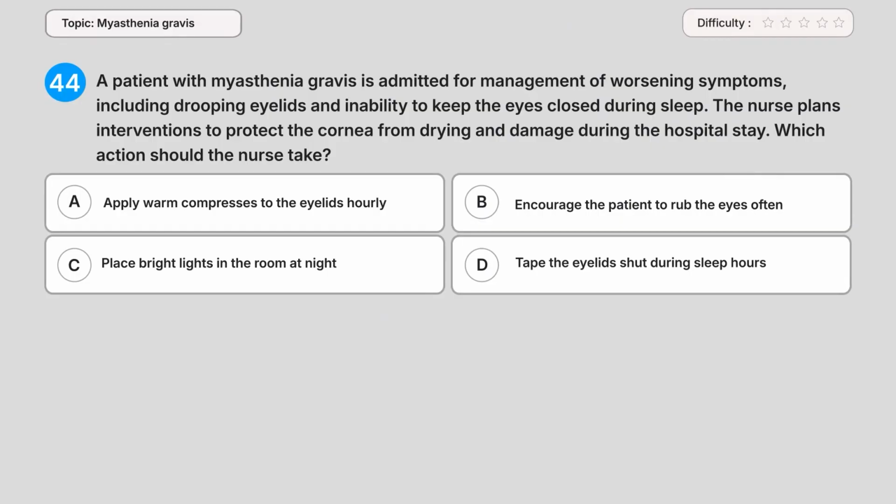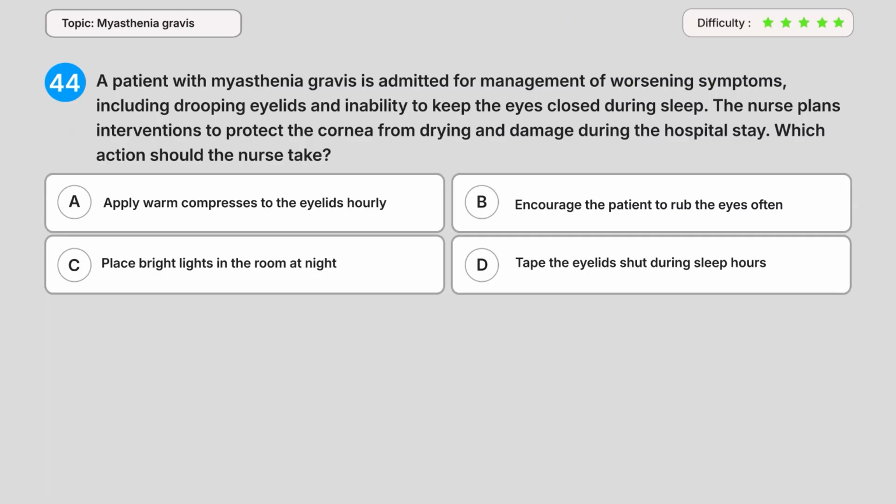Question 44. A patient with myasthenia gravis is admitted for management of worsening symptoms, including drooping eyelids and inability to keep the eyes closed during sleep. The nurse plans interventions to protect the cornea from drying and damage during the hospital stay. Which action should the nurse take?